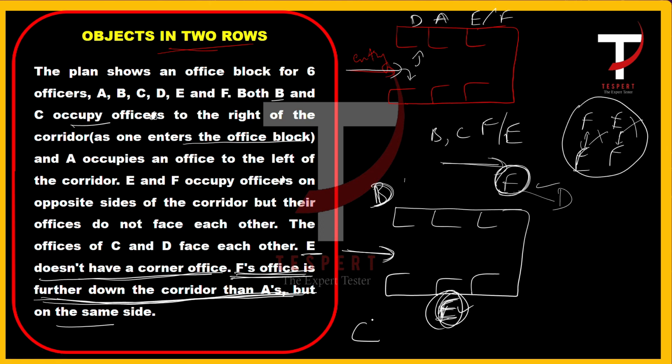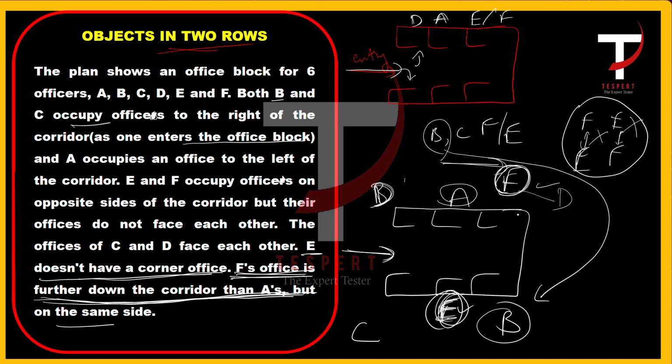So C is here, D is here, E is here, F is here. Still this is vacant. So B must be here, and this is vacant, so A must be here. So the final arrangement is D, A, F and B, E, C. Okay, let's move on to the next slide.